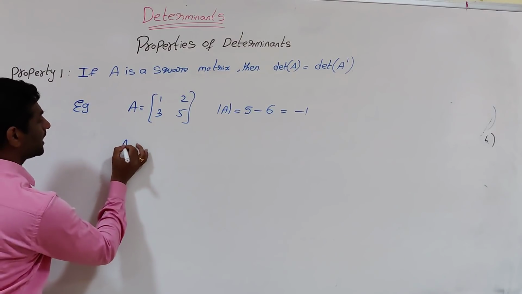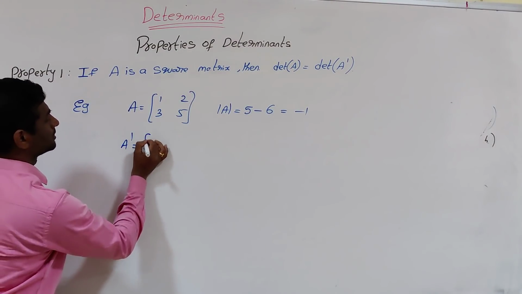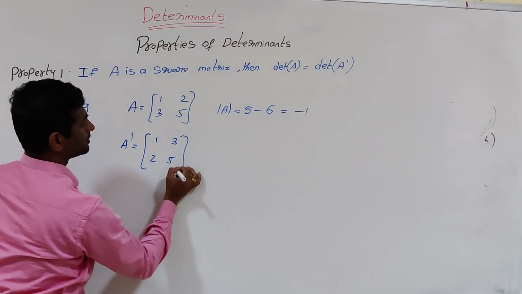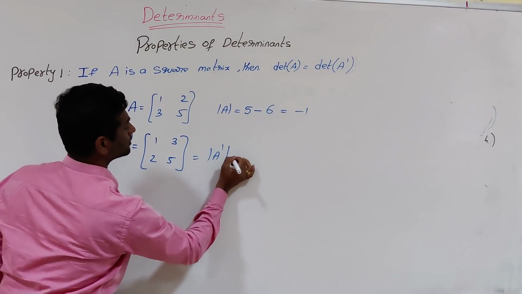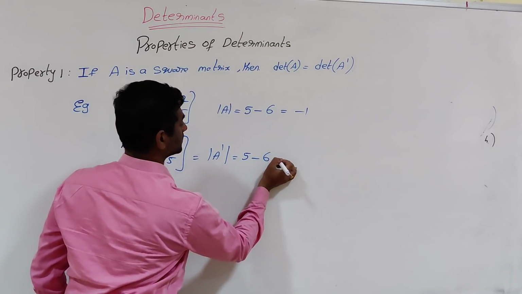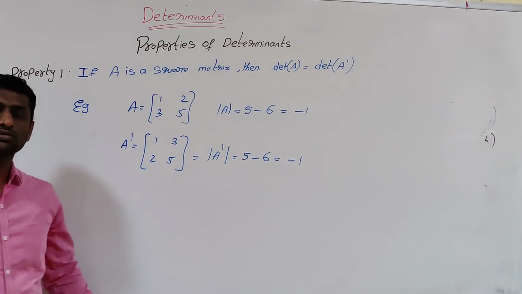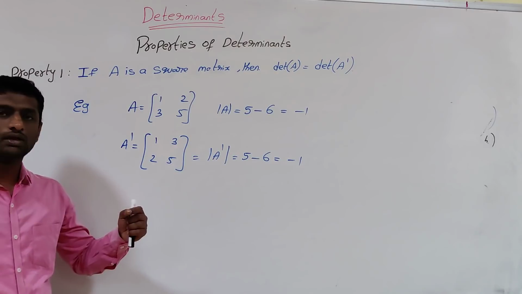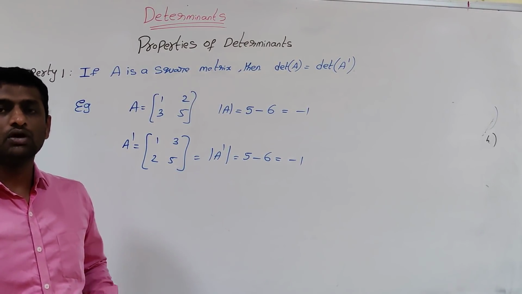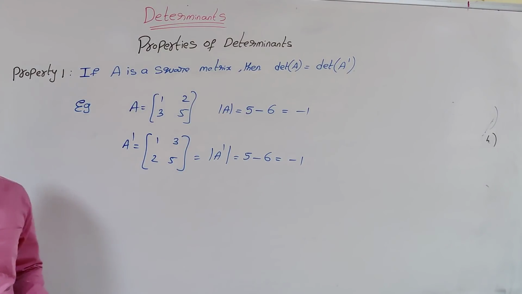Now A dash, what is A dash? The first row becomes the first column: [1, 2; 3, 5]. And what is the determinant of A transpose? Again 1 into 5, minus 6, that is minus 1. So from this, the determinant of A and its transpose are both equal. Now we'll see the next property.